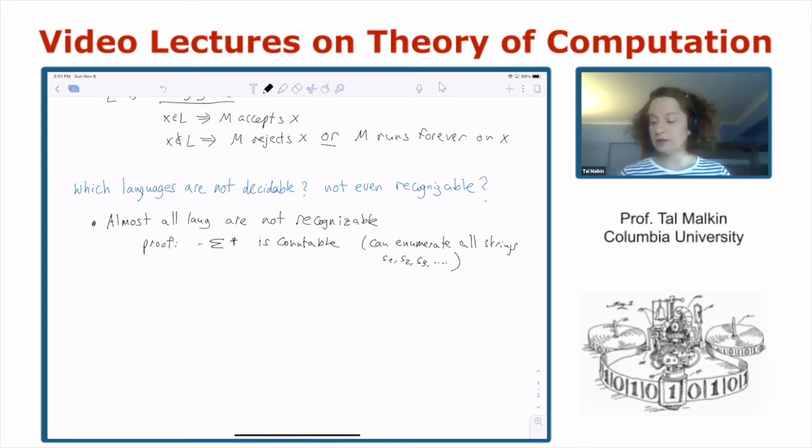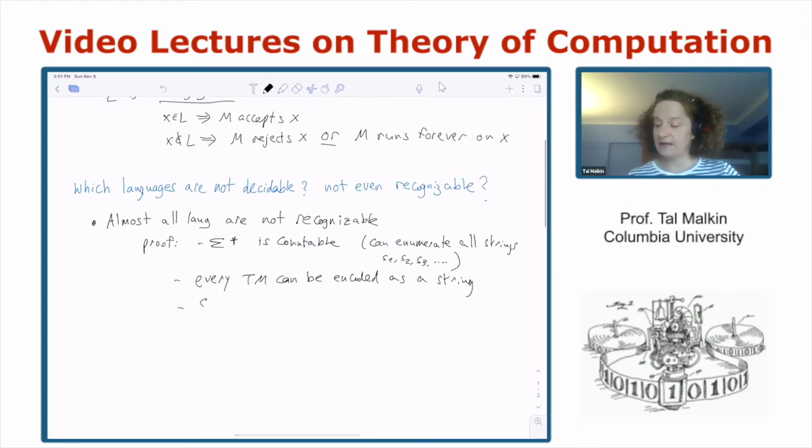Moreover, every algorithm, every Turing machine, can be encoded as a string, which is a very important thing. And so therefore the set of Turing machines is a subset of the set of all possible strings, and thus the set of all Turing machines is countable because it's a subset of strings.